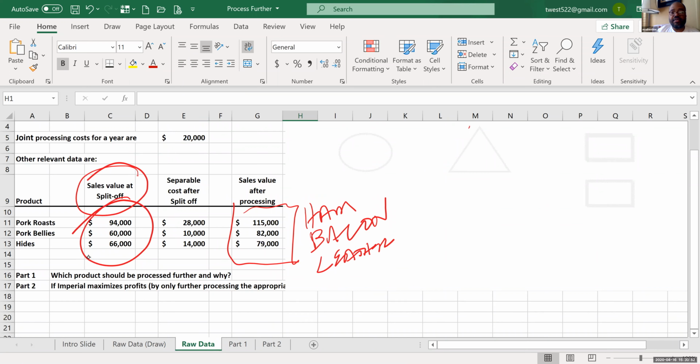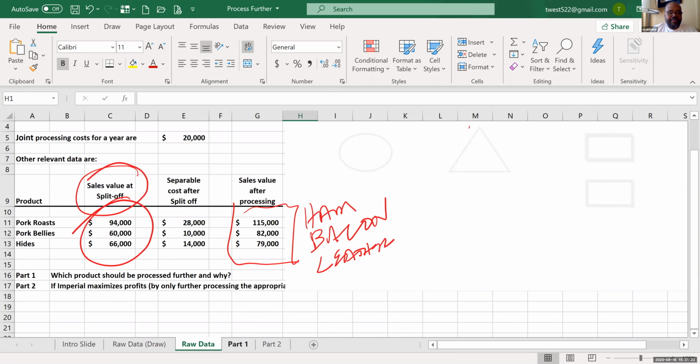You'll see a lot of different terms for that: sales value at split off, sales value prior to processing. Just understand where that is in the price. Don't get fixated on a nomenclature. That's a really good point. Think about it as I could sell it as one type of product here, or I could sell it later after I do some more work to it as perhaps a nicer product.